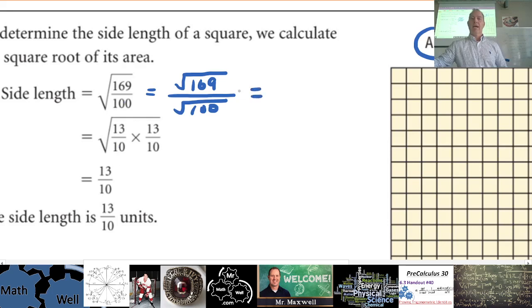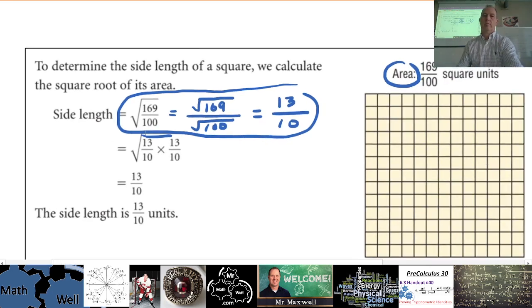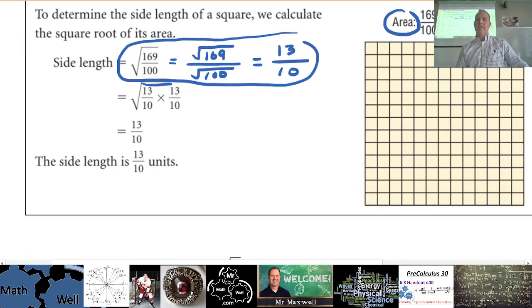Here's another way to look at it. The square root of 169 is 13. The square root of 100 is 10. I like this way as well. And really that's what they're doing here to split this up. They said, what's the square root of 169? 13. What's the square root of 100? It's 10. So the side length here is 13 over 10 units.